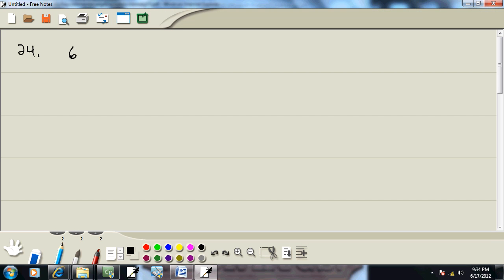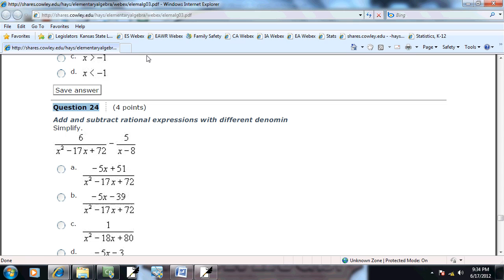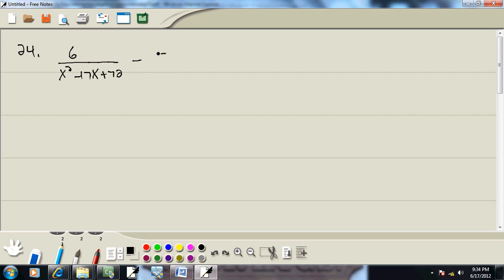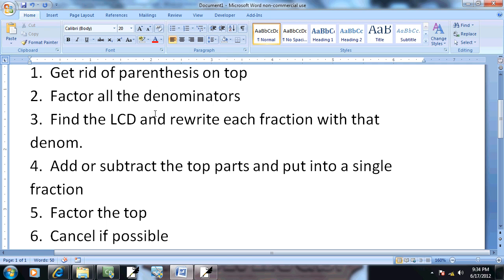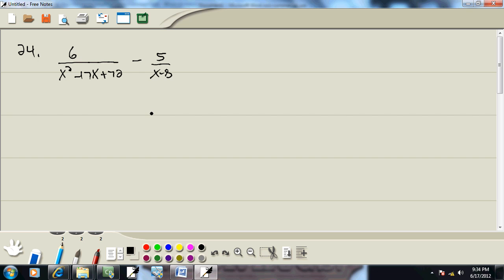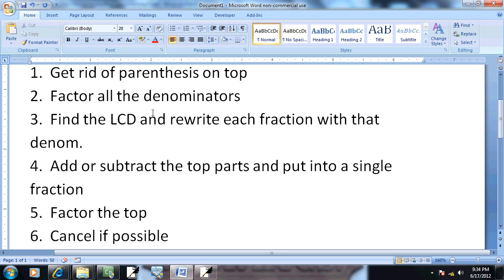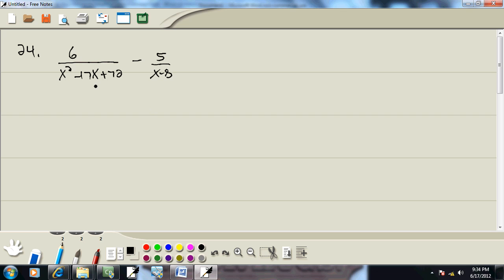So we got 6 over x squared minus 17x plus 72 minus, excuse me, 5 over x minus 8. First step, get rid of parentheses on top. Don't have any parentheses on top. Step 2, factor all the denominators. This is the PSD method here.